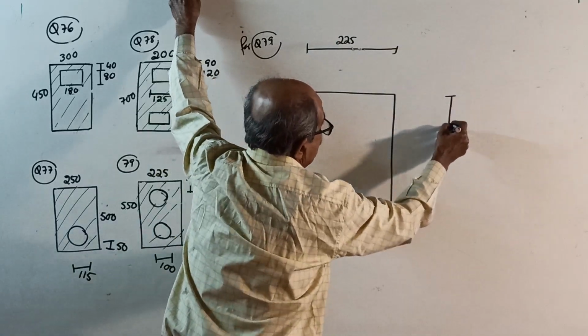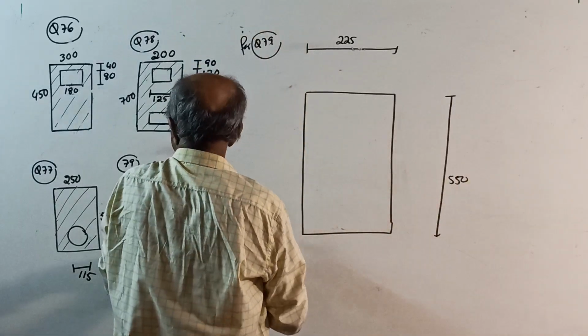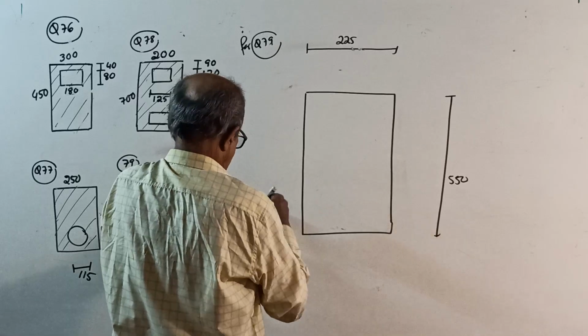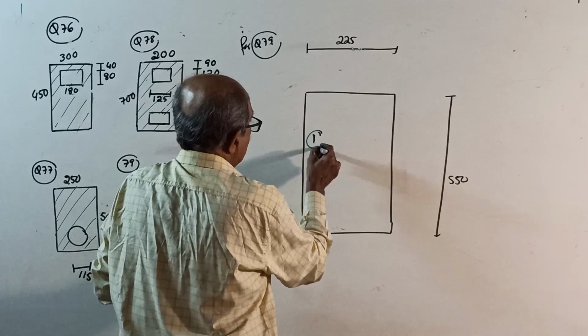This total is 550. Now only this is my part 1. See, this is my part 1.